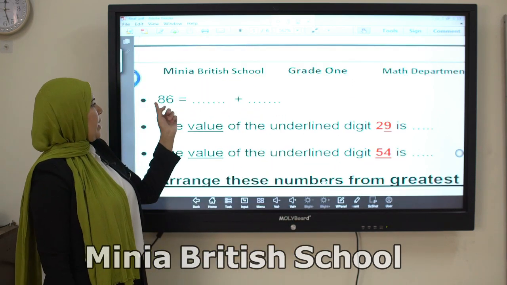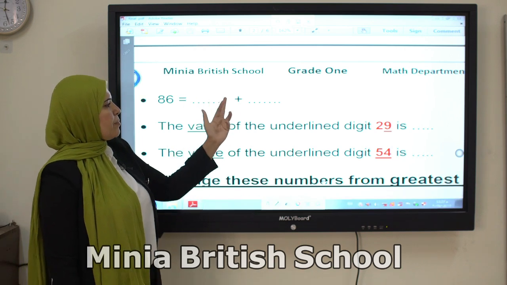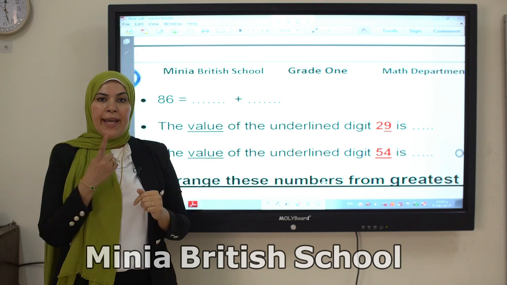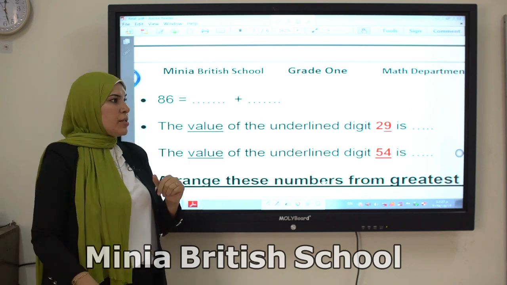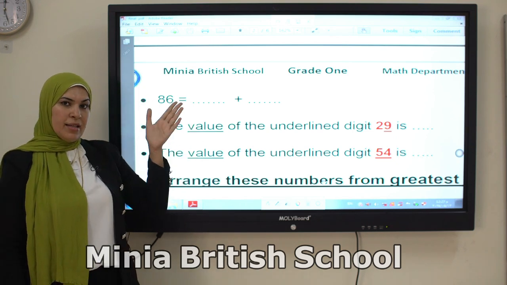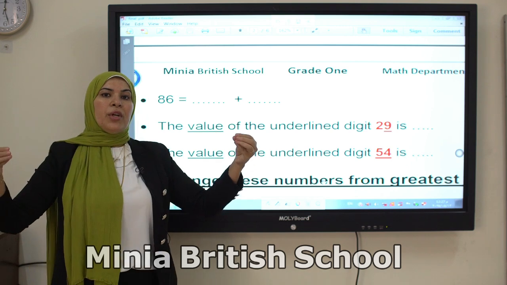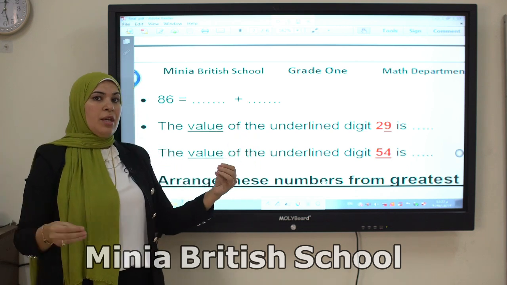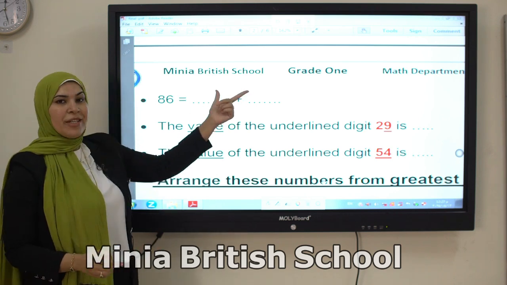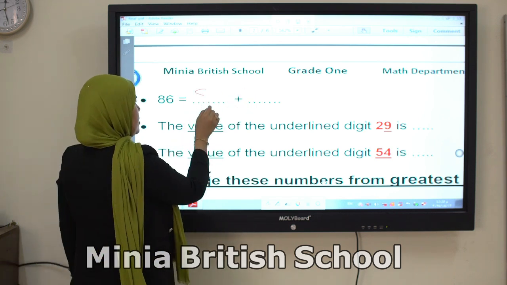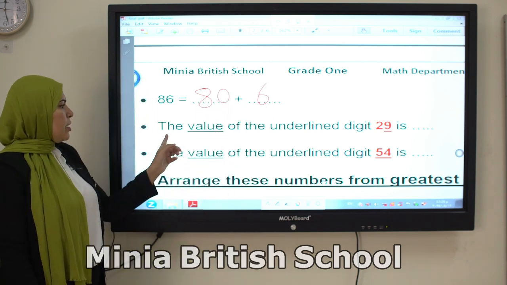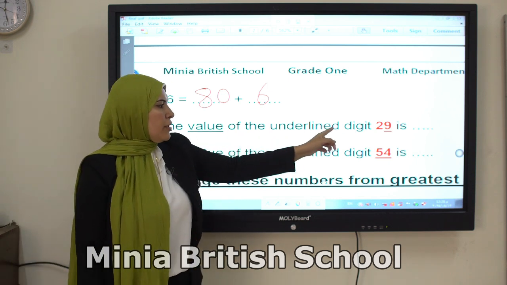Okay, here 86 equals space plus space. If I have a number and I have 2 spaces, remember, as you read, as you write. Read the number. 86. Like I decompose the number into 2 numbers. Okay, so you said 86. So I write what plus what? 80 plus 6.